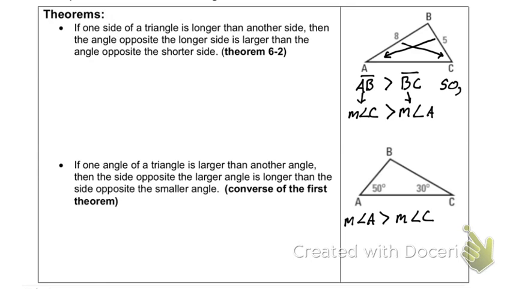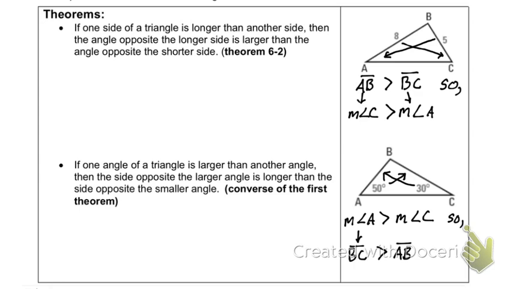That's saying if I know that the measure of angle A is bigger than the measure of angle C, I can go ahead and say that the side opposite that 50 degrees, or side BC, is going to be bigger than side AB. This is just the converse.